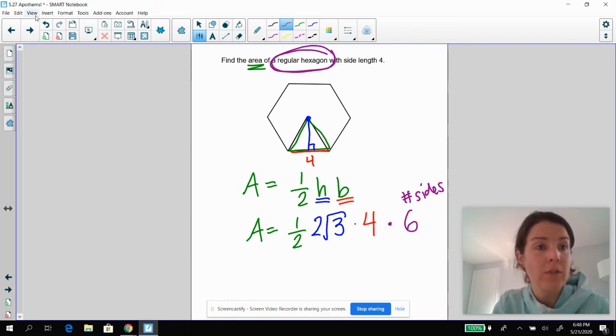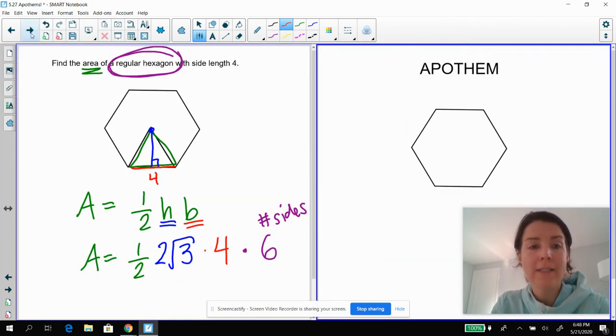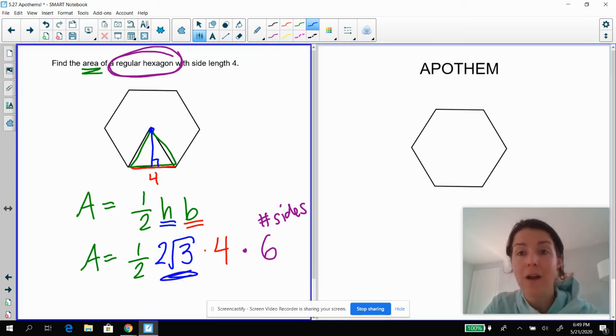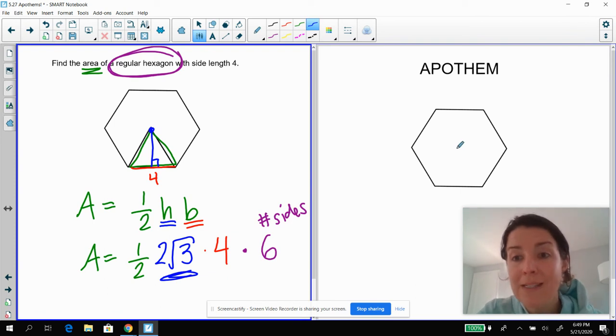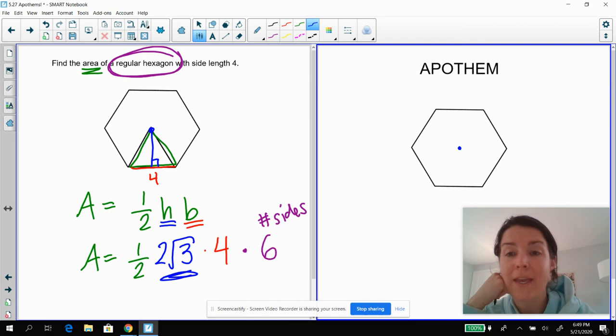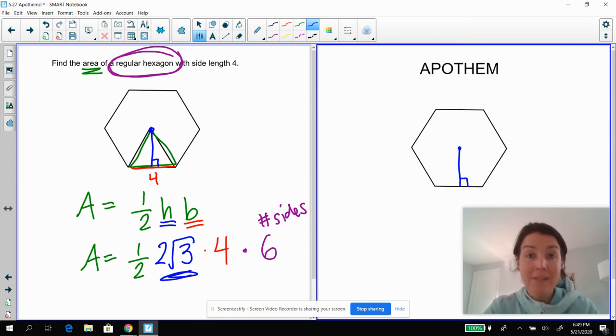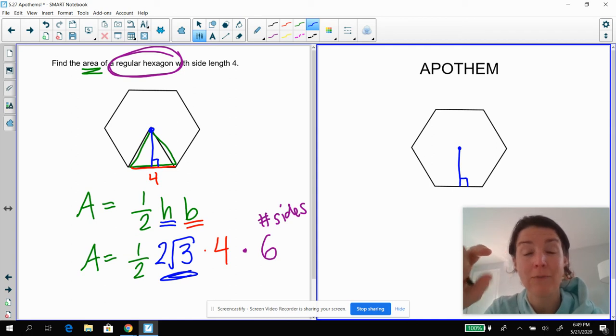I am going to turn on dual page display just so we can look at these together. So if I wanted to talk about this sort of in a general form, we have just found something really, really important. This height right here, this is our apothem. So the apothem is defined as the line segment that is perpendicular to one of the sides of a regular polygon. So from the center of that polygon to the other side, that line segment that is perpendicular from the center to the opposite side, that's what we call the apothem.